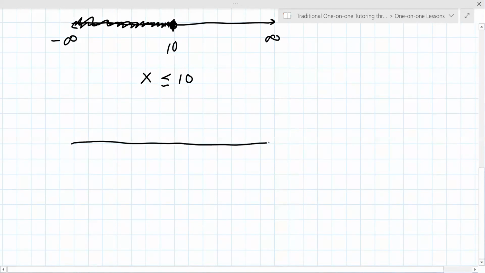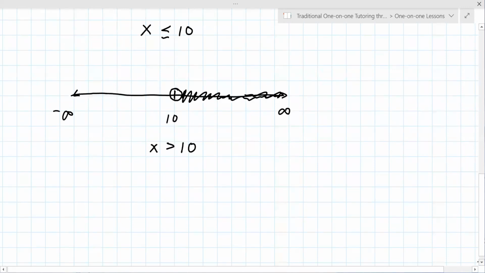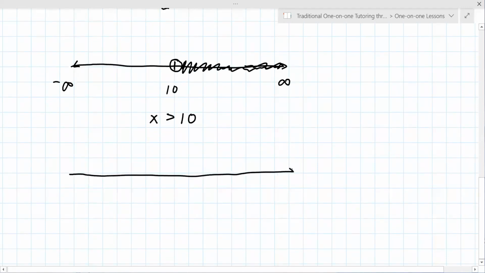Again, if I draw a number line, that's all the numbers from minus infinity to infinity. This time though, at 10, I'm going to make a non-filled in circle and go everything to the right of it. So now it's x just greater than 10. I'm not putting that line underneath because this is not filled in. Similarly, here's 10 again. I will not fill it in. Go everything to the left, and this is x less than 10.